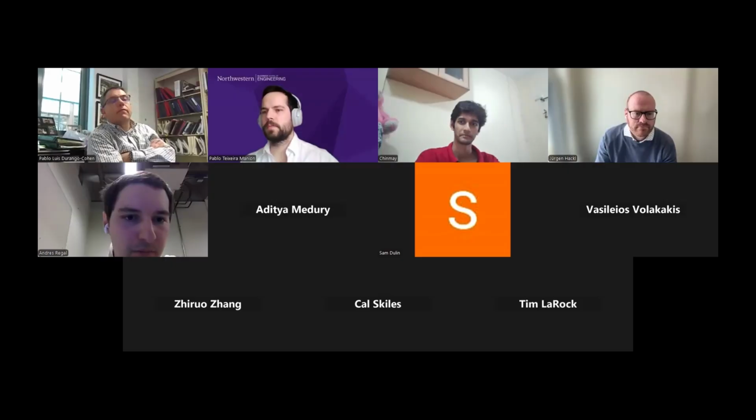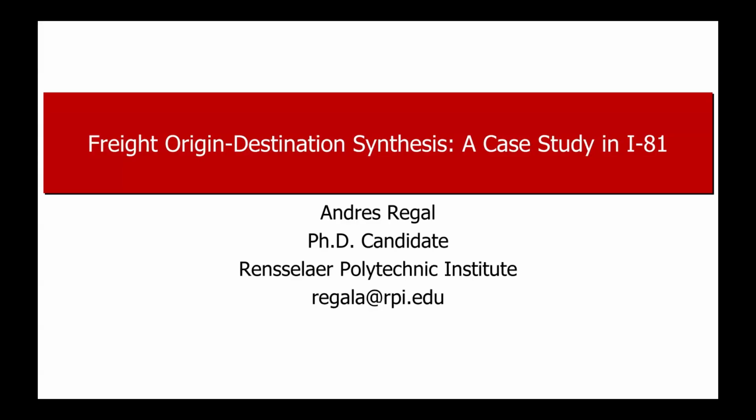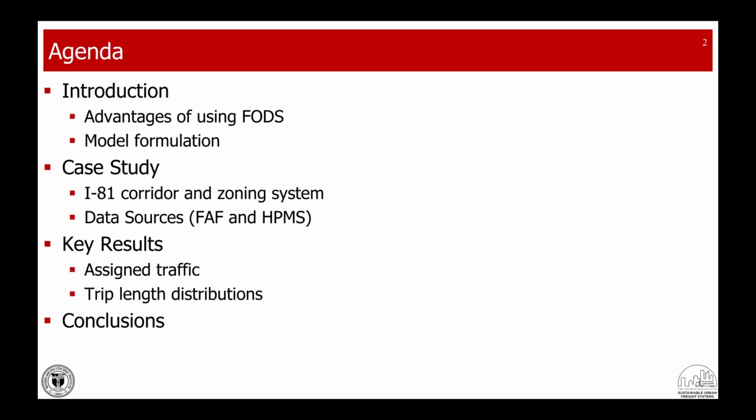Thank you, Pablo. Let's see, it should be this one. Yes. So my presentation's on freight origin destination synthesis, and specifically a case study we worked on for a project funded by the U.S. Department of Energy on Interstate 81. To give you a brief summary of what we will go through, first I will introduce what actually FODS is and demand synthesis as an umbrella term. The model formulation, then quickly go through the case study. So which segment of the I-81 we selected as the corridor, how we configured our zoning system, and the relevant data sources that were necessary for this project. And then for key results, very briefly, the results on the assigned traffic and how the parameters are interpreted, and how this affects the trip length distributions and their interpretations for the specific needs from our partners in the project.